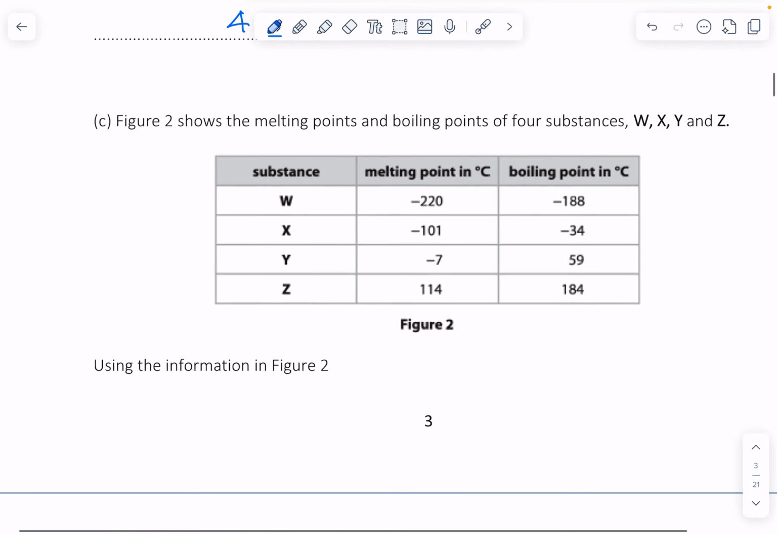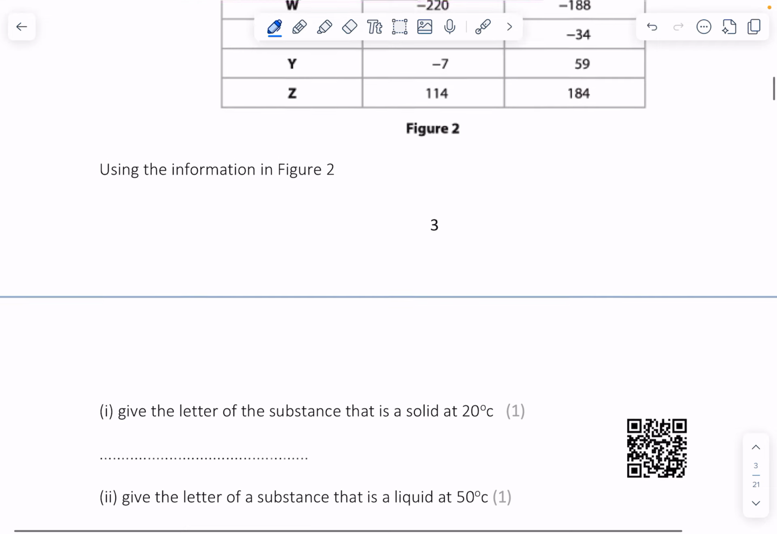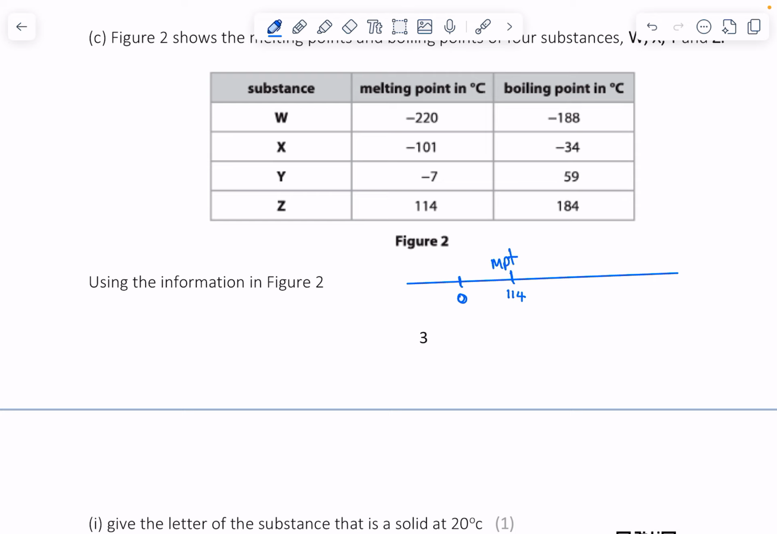Okay, we've got some melting and boiling points in a table. And it says, give the letter of a substance that is a solid at 20 degrees. Okay, so what if you're stuck with these kind of things, I always advise you draw a little number line. And I'm going to start with Z and work my way up the list. So Z has got, let's put 0 on here, and then you've got 114 is the first important temperature, and that's the melting point. And then up here at 184, we have got the boiling point.